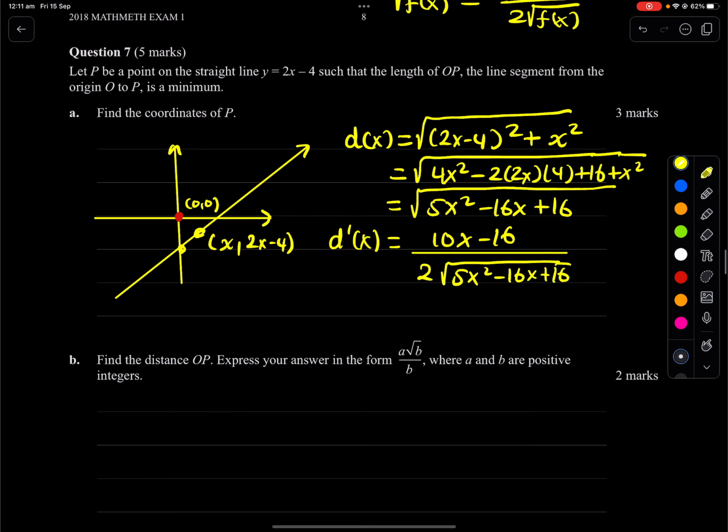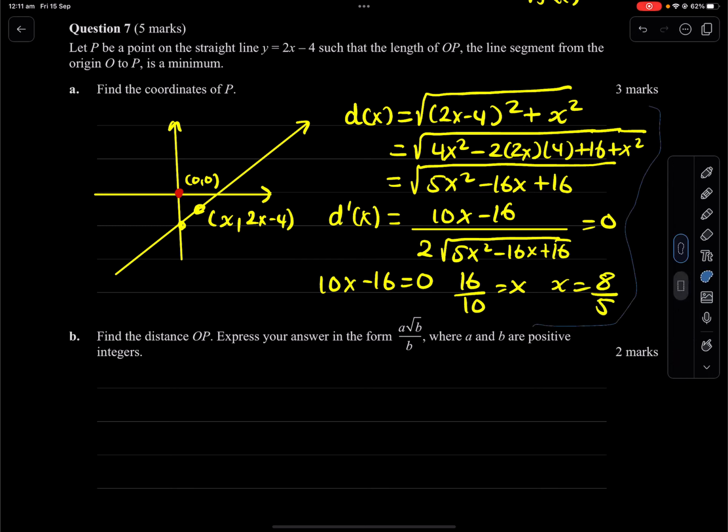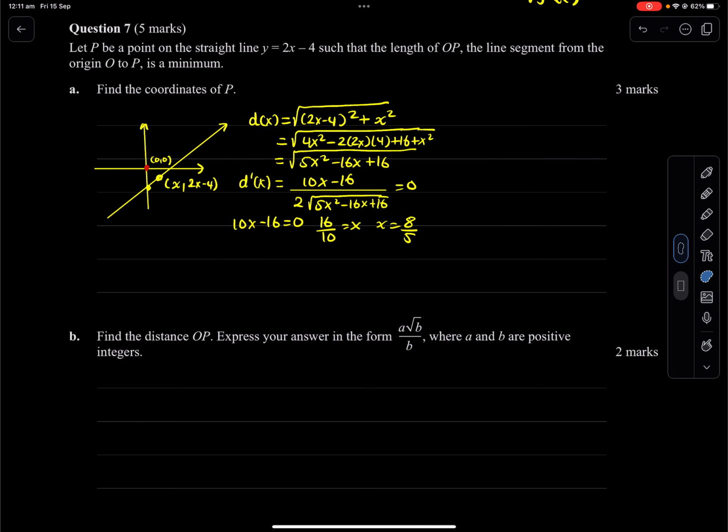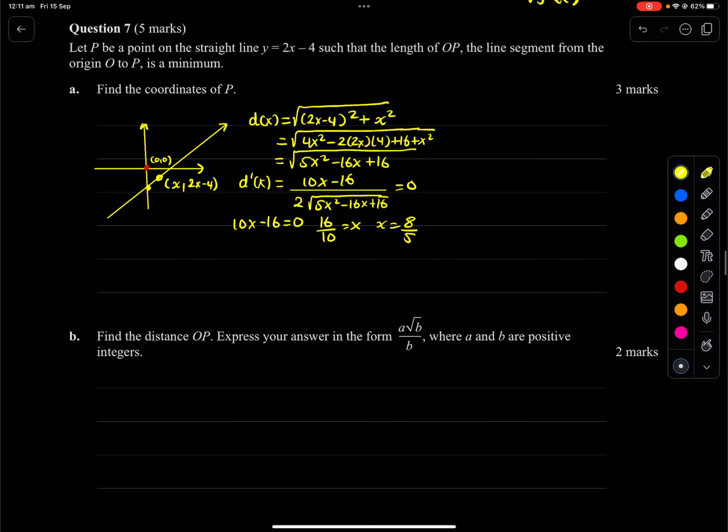Done. See? And then if we let this equal 0, what do we get? We can say that 10x minus 16 equals 0, so 16 over 10 equals x, which is 8 on 5. Okay, we are nearly done. So we have our x value, but we want the coordinates. So to find the coordinates, let's put that into that actual function.